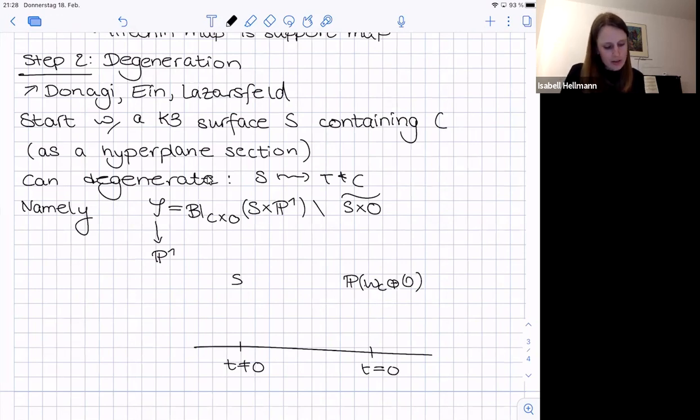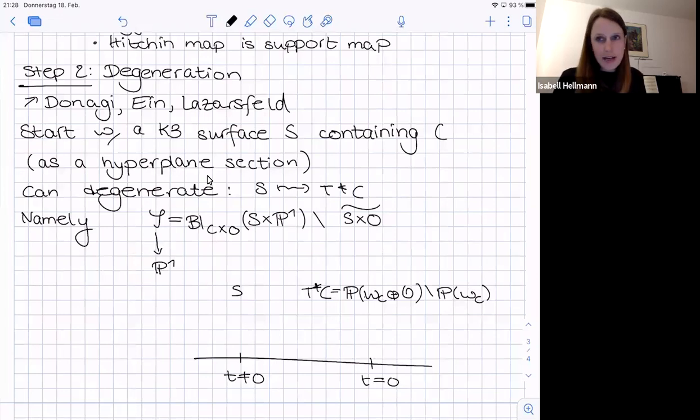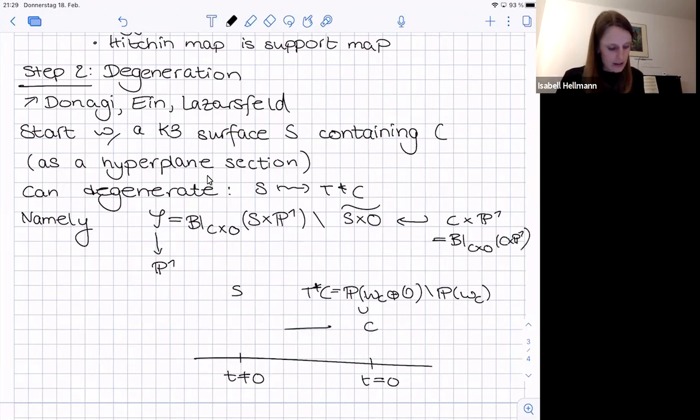But then I took out something which is the section at infinity, and what stays is the cotangent bundle. Yeah. And moreover, what is quite nice is that all the time I can embed C. Namely, here I have an embedding of C times P1, because this is just the same as blowing up C times P1 and C times 0. So I can embed it here, and I have a constant embedding of C throughout this deformation.